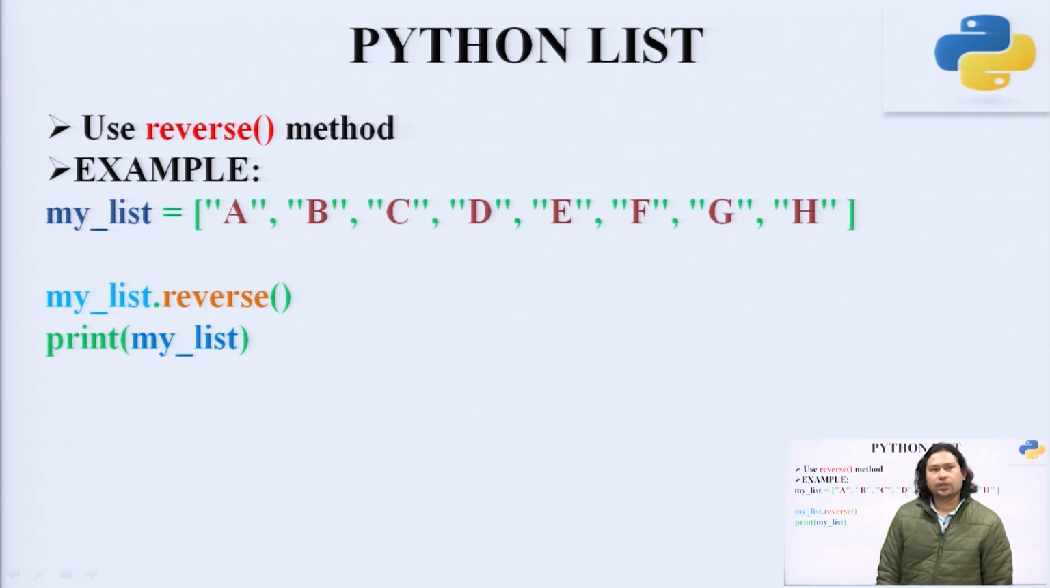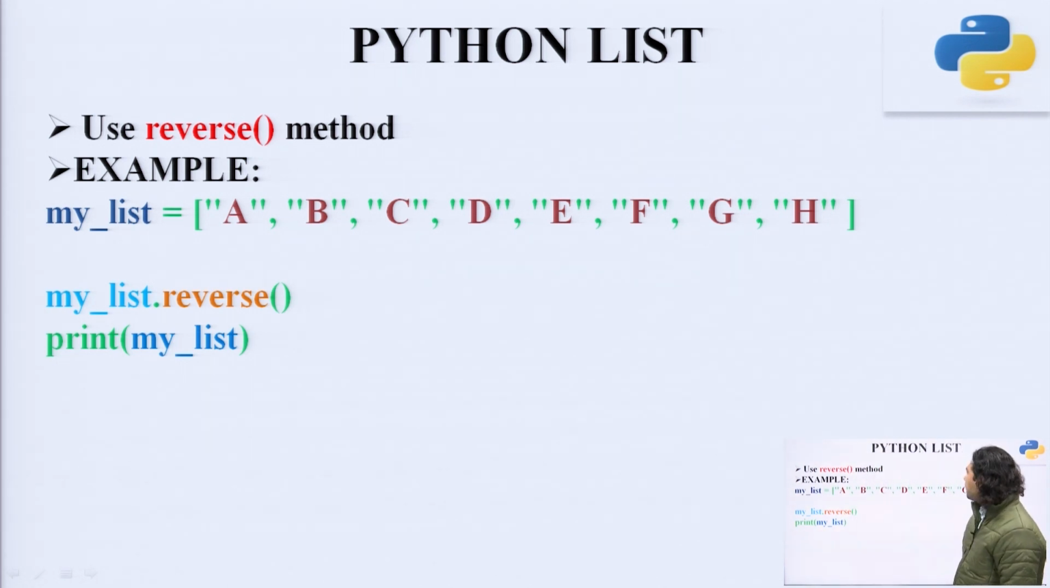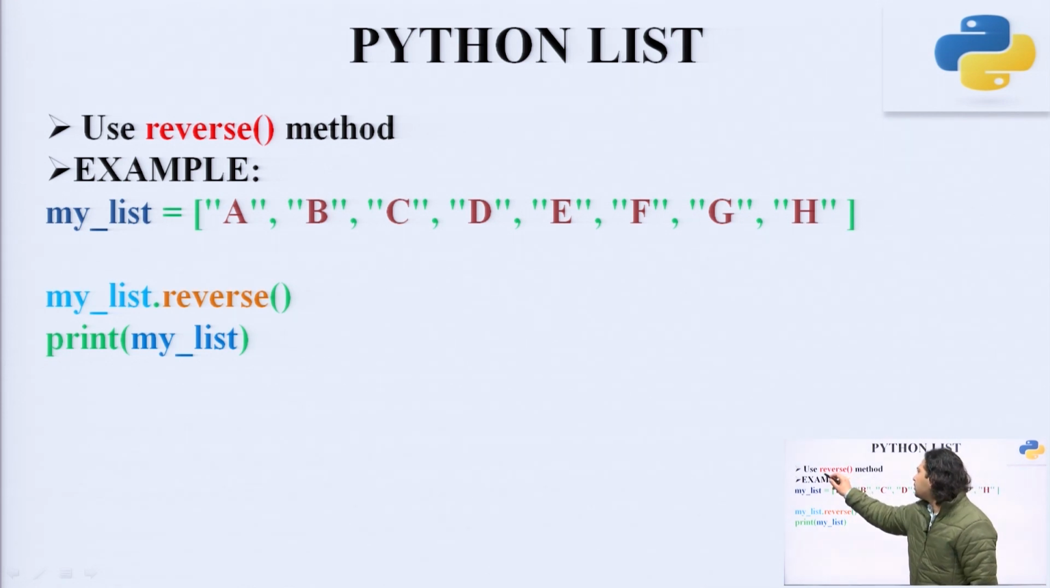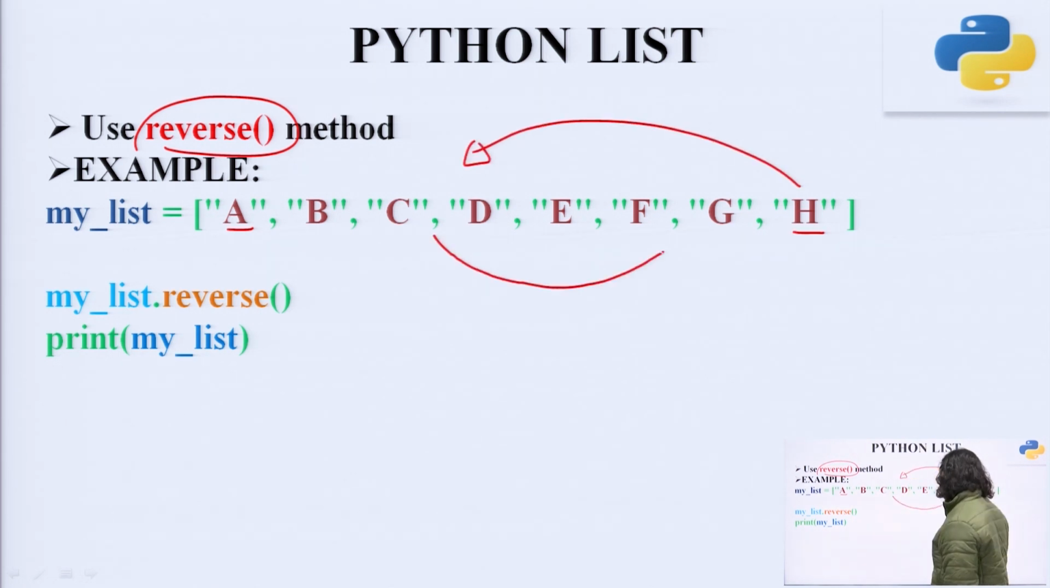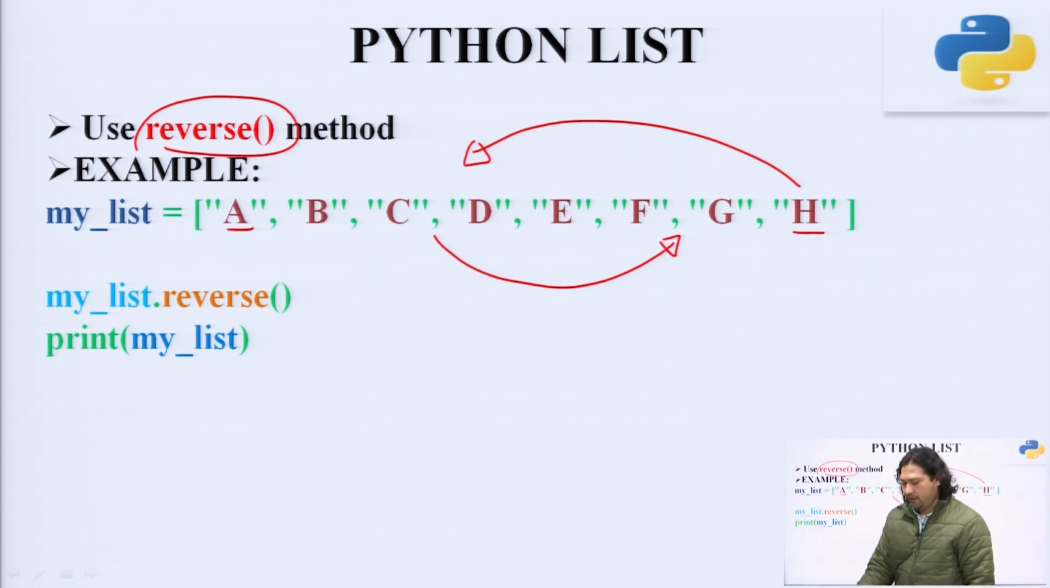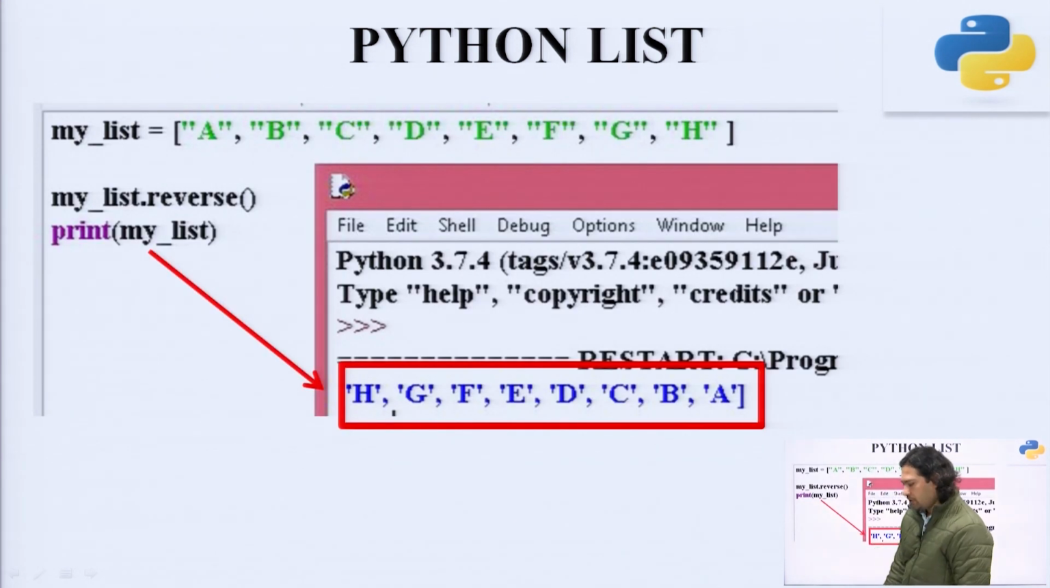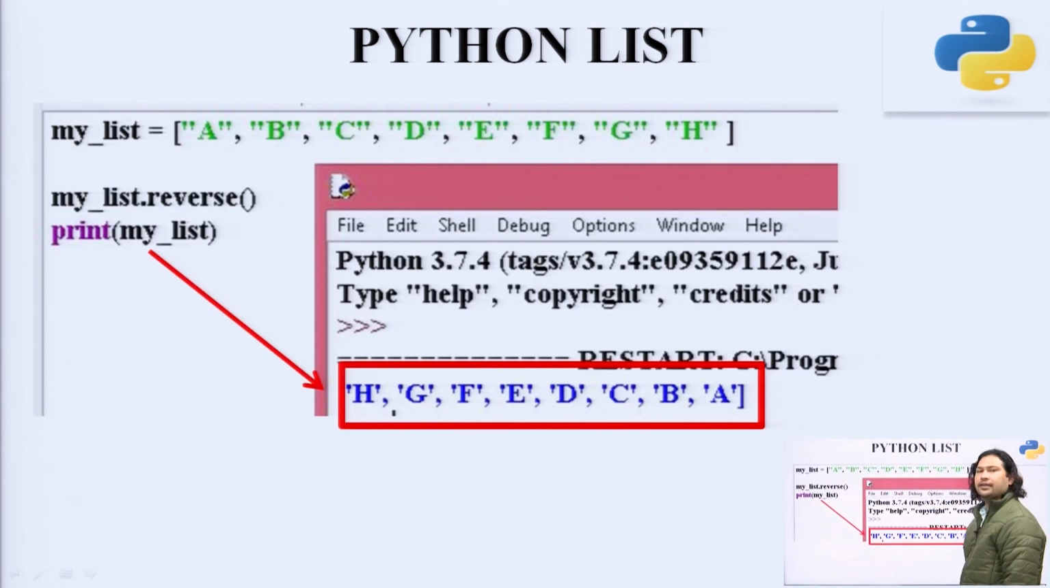The last one is the reverse method. This is the last method for the list data type, and here we are just going to reverse it. Reverse means we are just going to flip this upside down, because it starts with A and ends with H, we are going to turn it upside down. That means the elements start with H and follow till the end, A. You can see here that the order is totally reversed.